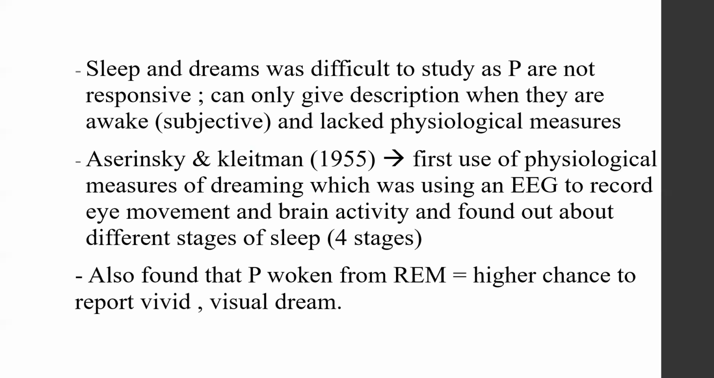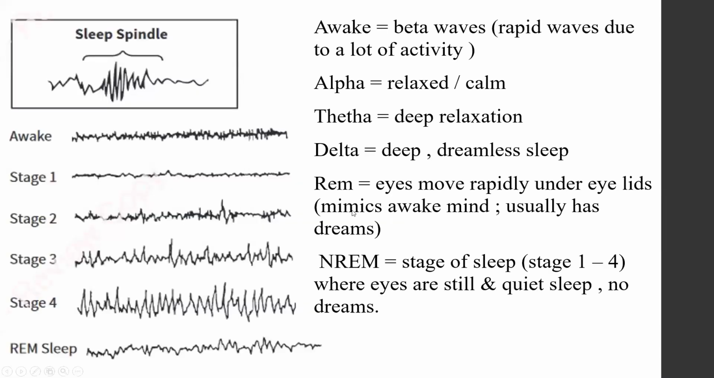Okay, so you don't need to know this in detail, but these are just the different stages of sleep. And this is a sleep spindle. Basically there are different types of waves, which are alpha, theta, and delta. All you really need to know is the REM.